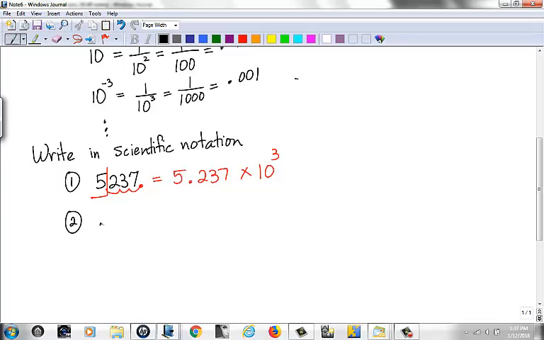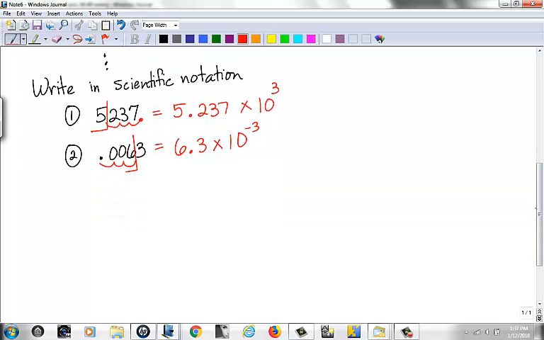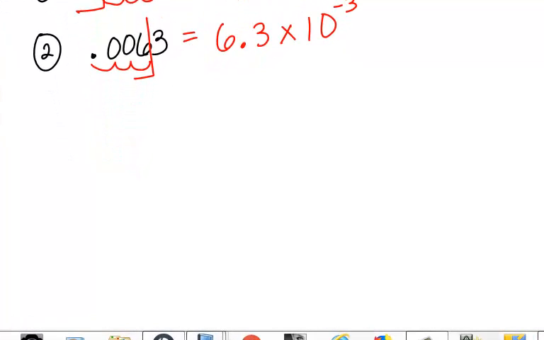Okay, so if you had 0.0063, that's what they're going to call a decimal number, and you need to move the decimal point so there's one number on the left side. So I always draw a little bracket there. So it'd be 6.3 times 10 to, how far? Negative 3. Okay? I always say if it's a number larger than 1, it's going to be a positive power of 10. If it's a decimal, it's going to be a negative power.